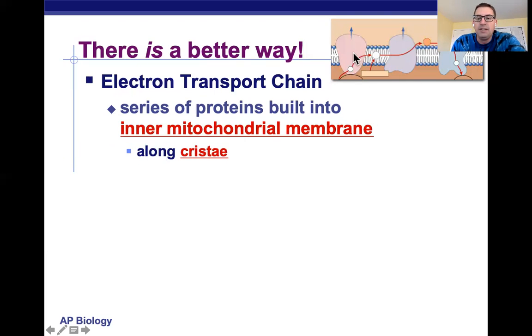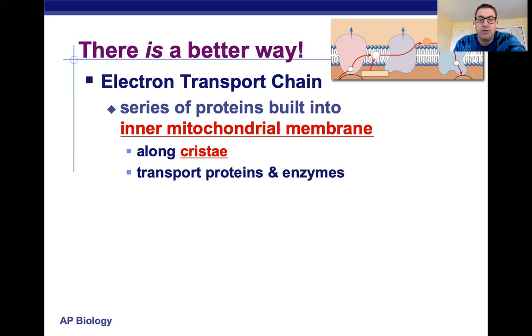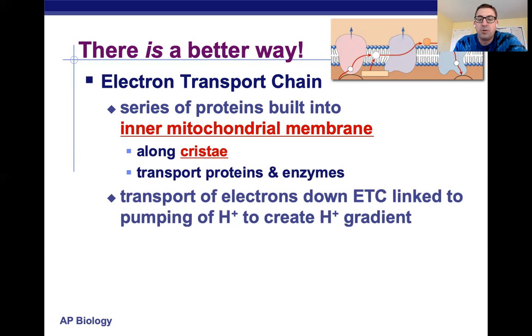So these are found within the cristae, which are the folds of the inner membrane, and the inner membrane is folded, remember, to increase surface area, so we can put more copies of the electron transport chain within the mitochondria. So we see transport proteins and enzymes making up this electron transport chain, and what they do is transport electrons down this electron transport chain from one protein to the next to the next.